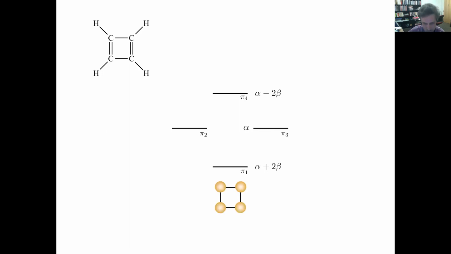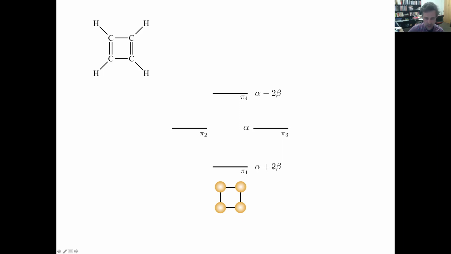So what do these orbitals look like? Well, they look like so. This is basically the cyclobutadiene looked at from the top. Okay, so I'm looking at it directly from the top, top view, so not from the side. Okay, so I can see the actual square here of how the carbon atoms are oriented.